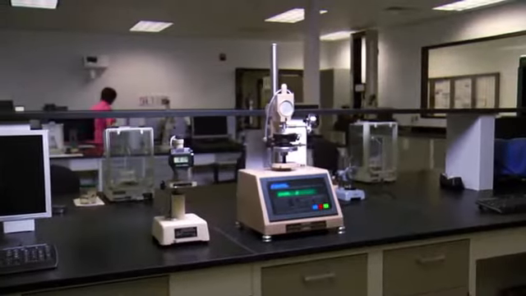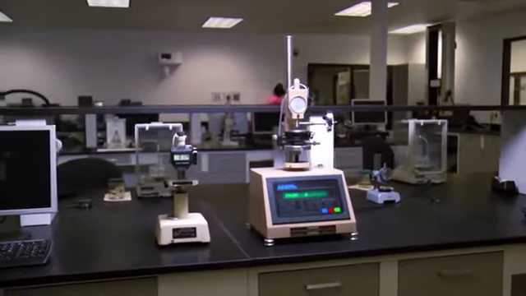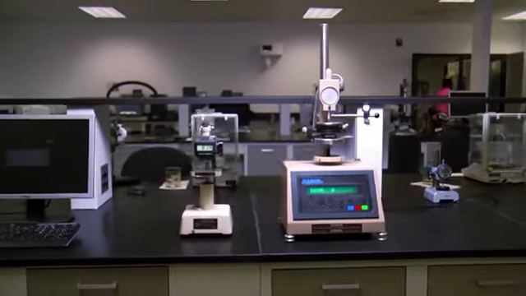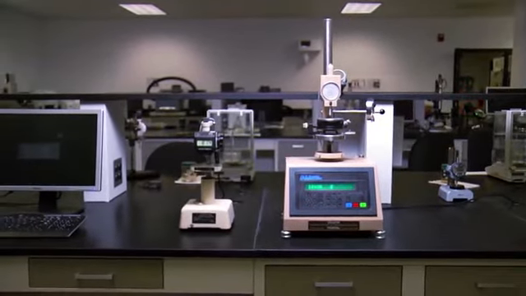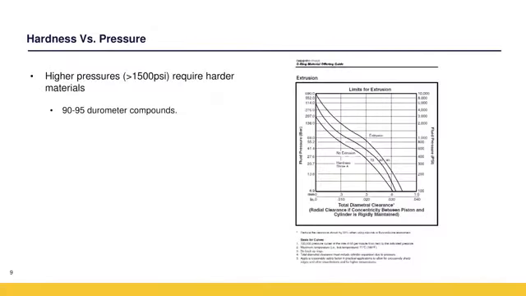There are also other scales for hardness such as IRHD and Shore-M. While similar, there is no direct conversion between different hardness scales. Applications with pressures above 1500 psi typically need an O-ring material with a higher durometer, such as 90 or 95.